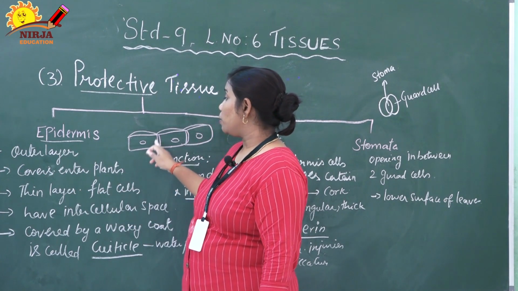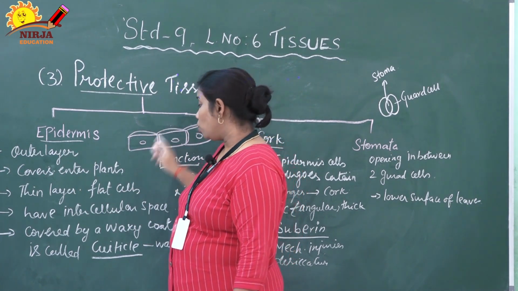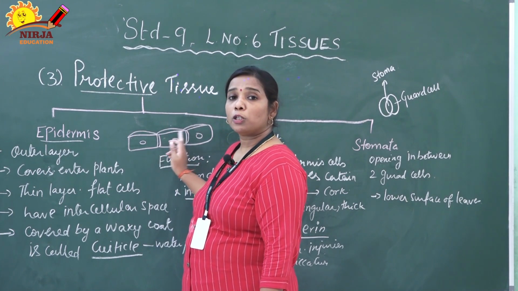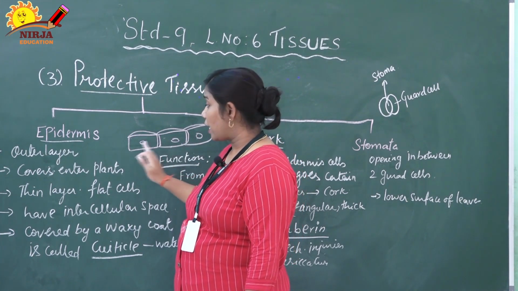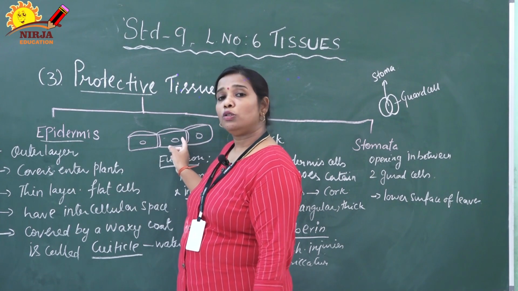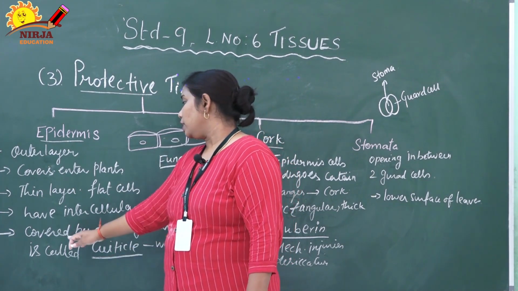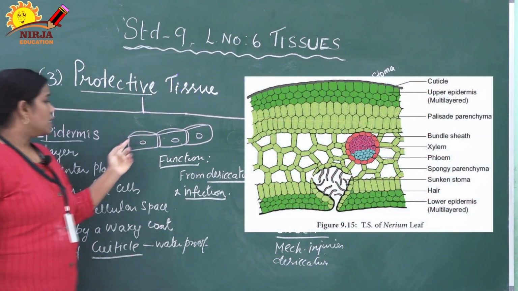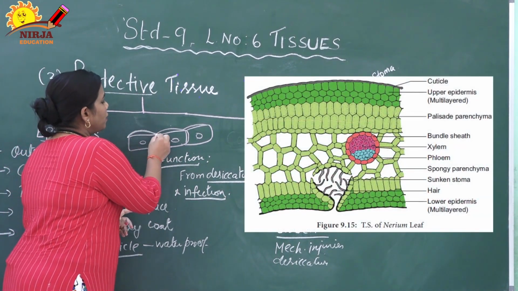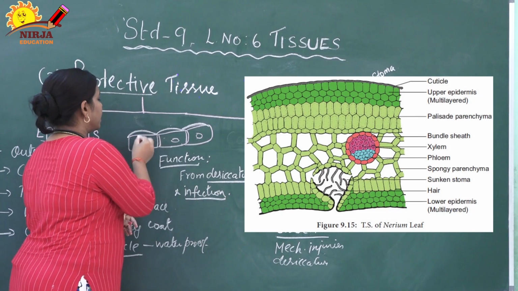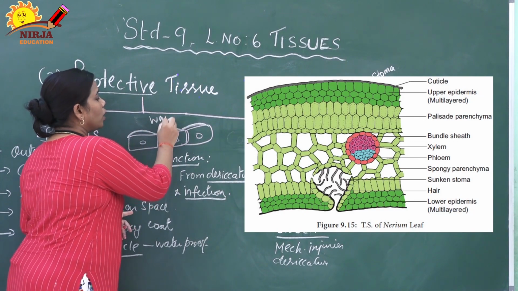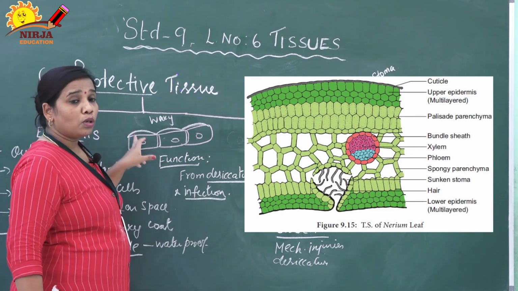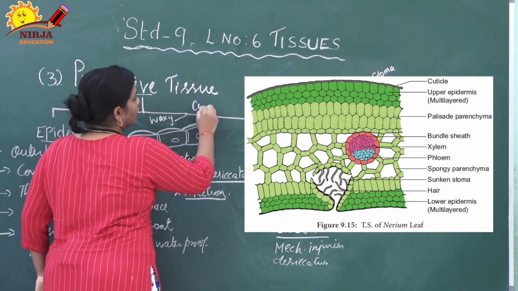The cell is covered by a thin membrane of cellulose. At the same time, there is a small intercellular space between one cell and another. They have dense cytoplasm, and a nucleus is also present. Apart from the epidermis, one more coat is present. That coat is called a waxy coat. It has a waxy appearance. That waxy coat is called the cuticle.